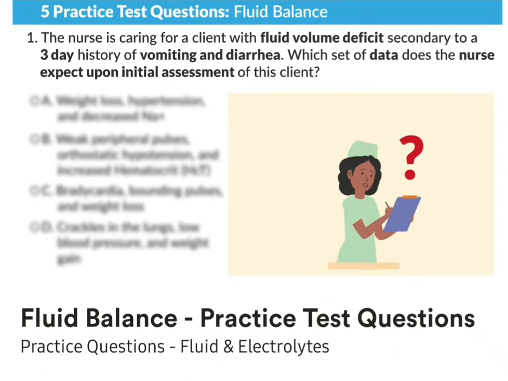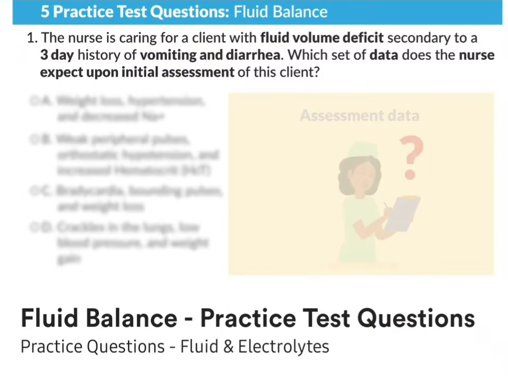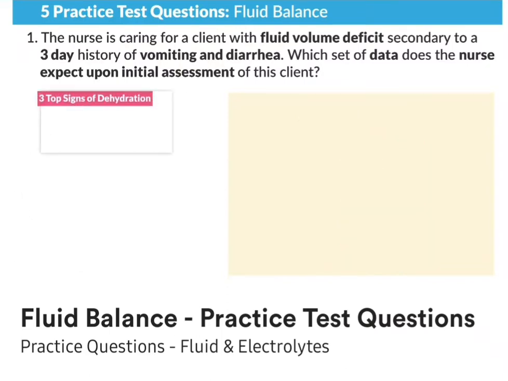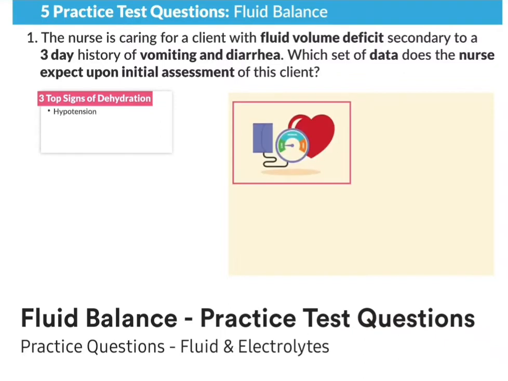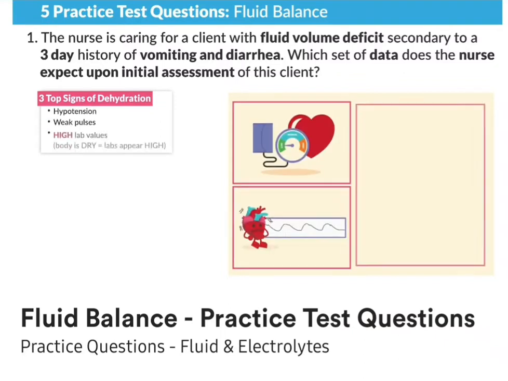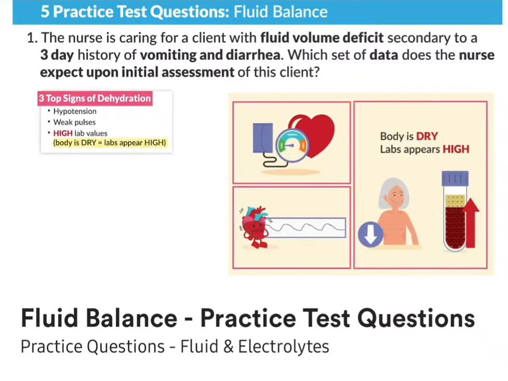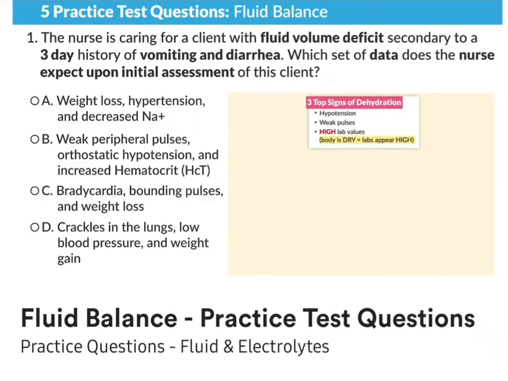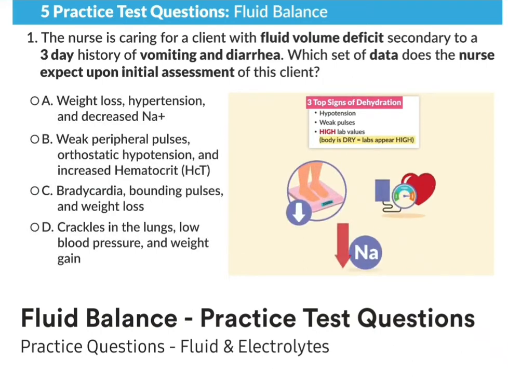So the question is asking here for a set of data that you, the nurse, should expect upon initial assessment. So once again, think of the top 3 signs of dehydration: hypotension, weak pulses, and high lab values. Because when the body is dry, well, the labs appear high. Now, looking at the answer options. Option A, weight loss, hypertension, and decreased sodium. No, this is completely wrong. Weight loss is actually correct, but hypertension is wrong.